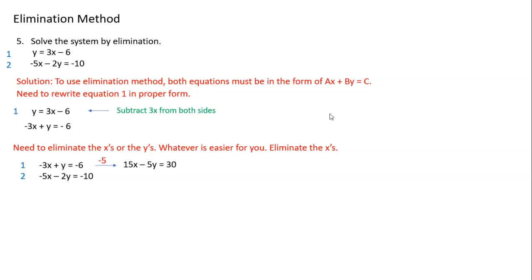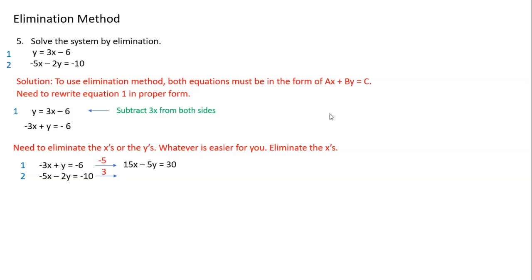So when I multiply negative 5 by a negative 3, it gives me positive 15x. When I multiply negative 5 by y, it gives me negative 5y. And when I multiply negative 5 by a negative 6, that gives me a positive 30. Now again, I want a negative 15x for the second equation. So on that equation, all I'm going to do is multiply by a positive 3.